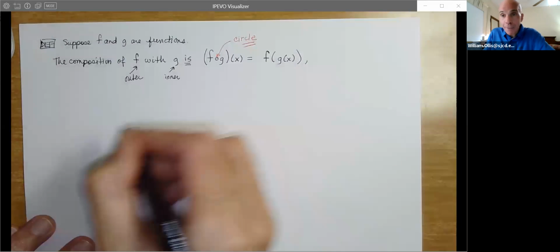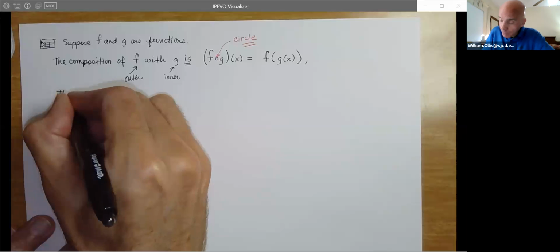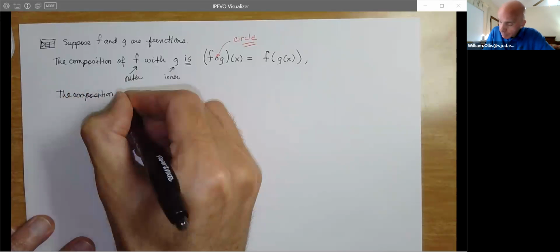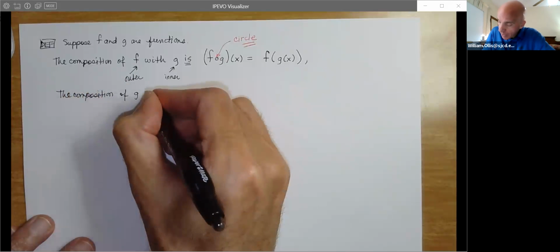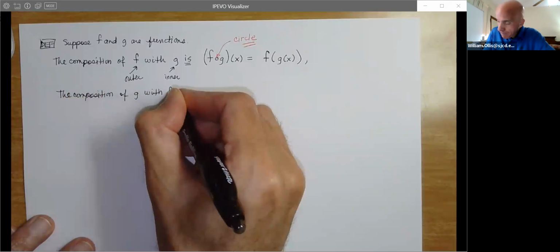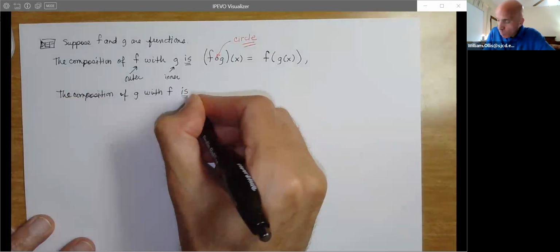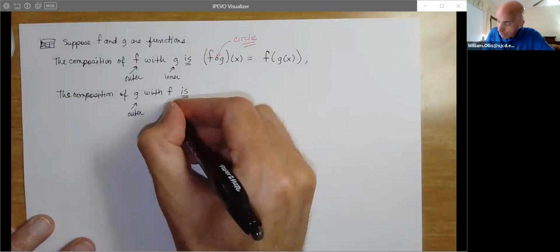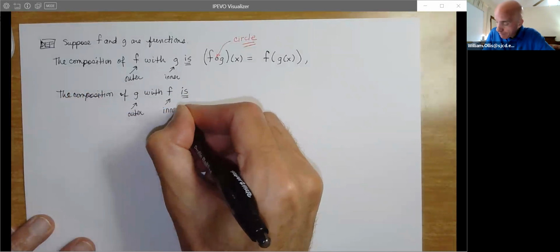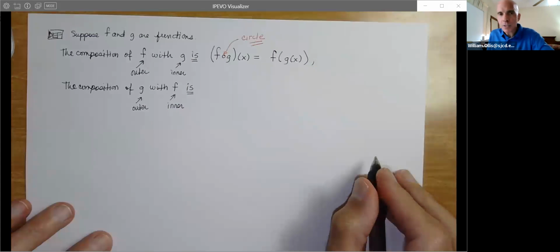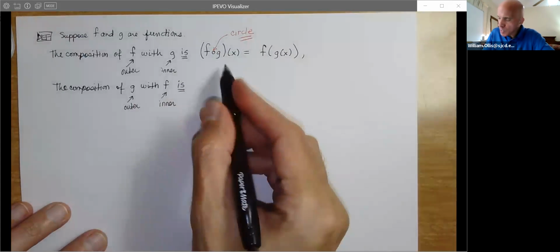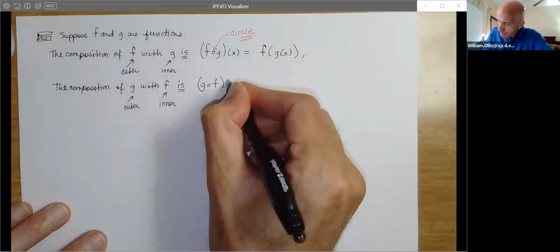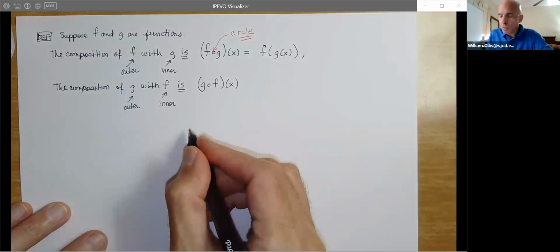And then, of course, what about the other order? The composition of g with f. Well, again, now the g is the outer function and the f is the inner. So let's just do it the same way. This will be g circle f. This is fairly customary.